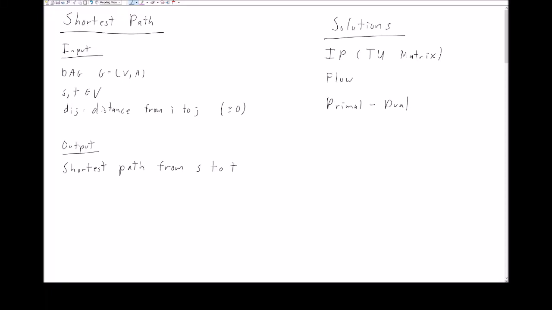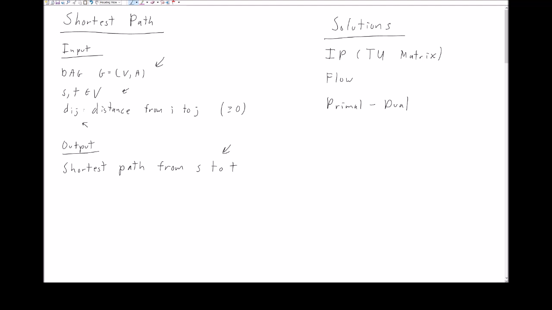The first problem we're going to focus on in dynamic programming is the shortest path problem. We've seen the shortest path problem in a lot of contexts, and here's just an additional context. In this context, we're given as input a directed acyclic graph. We're also given a start node and a terminal node, S and T, and we're given a distance between I and J for every arc, ij. The objective is to find the shortest path from S to T.